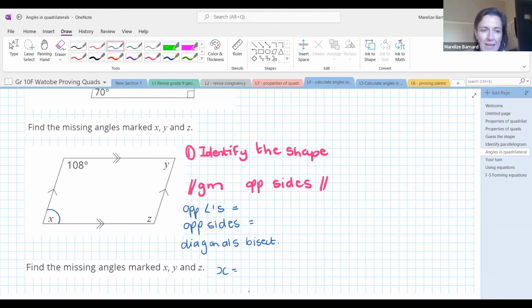Okay, so people are saying that X is equal to 72. How do we know that? Co-interior angles. Uyisa, I think you mean X, eh? Okay, that's X. And let's do Y. So Y can be 72, co-interior or opposite angles of a parallelogram.